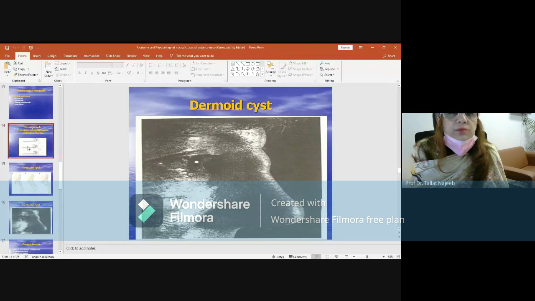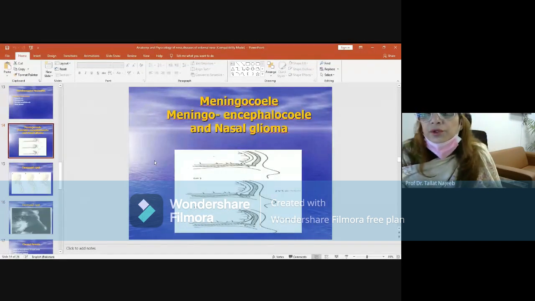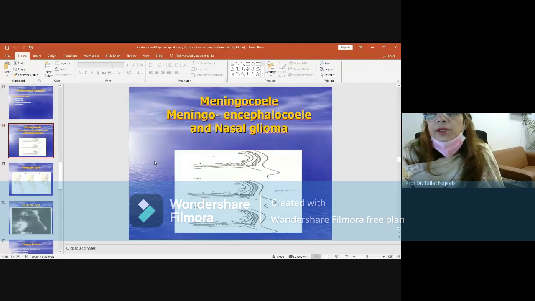Glioma, what is meningocele, meningoencephalocele? Herniation of meninges is called meningocele. Herniation of meninges along with some brain tissue is called meningoencephalocele. And brain tissue, if it is present in the nasal cavity, can form glioma.